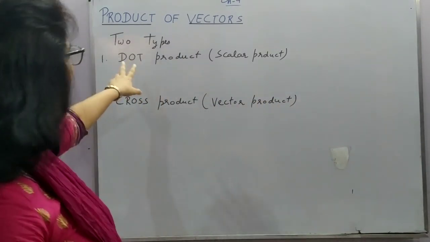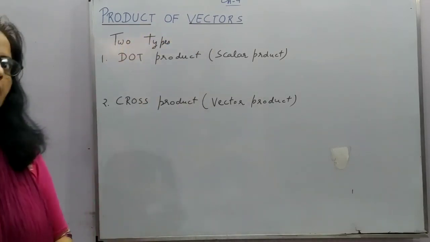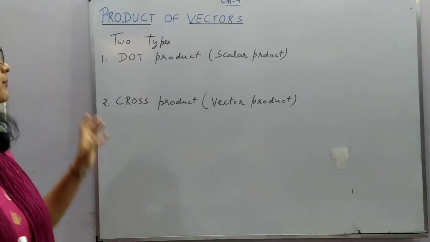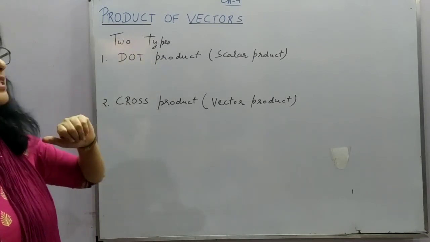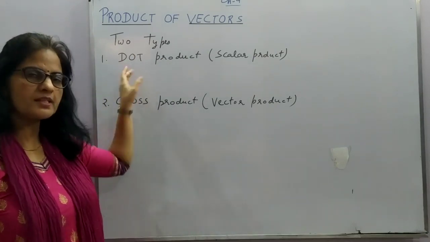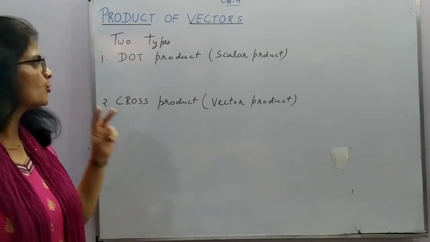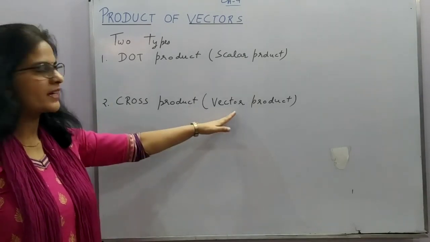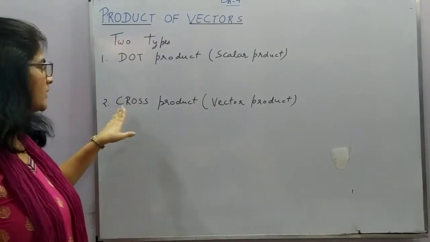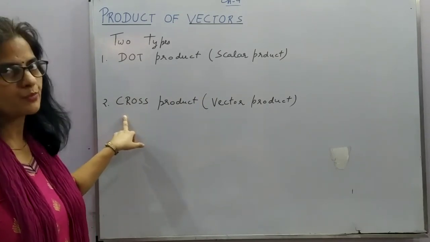As the word itself indicates, if the product of two vector quantities is a scalar quantity, then such a product is called scalar product, right? And this scalar product is represented by a dot between the two vectors. So the other name for scalar product is dot product. Similarly, if the result of the product of two vector quantities is a vector quantity, then such a product is called vector product. And this is represented by a cross between the vectors. So this is also called cross product, right?